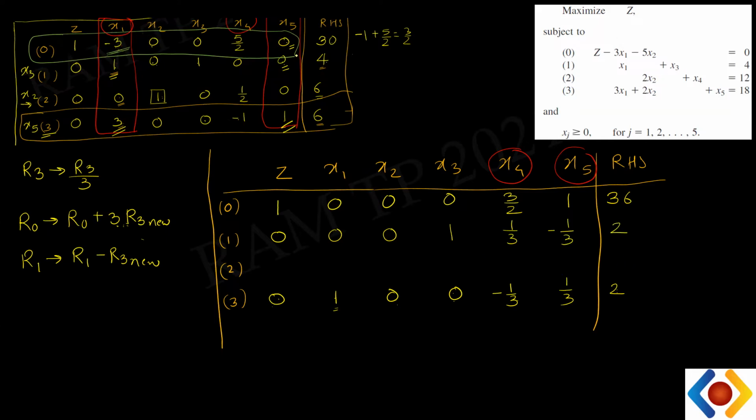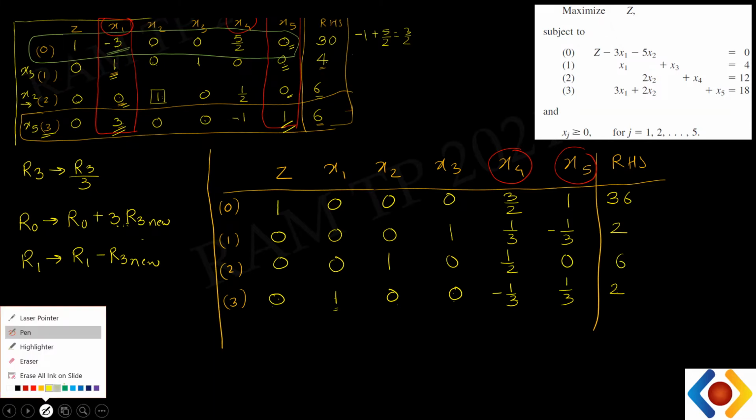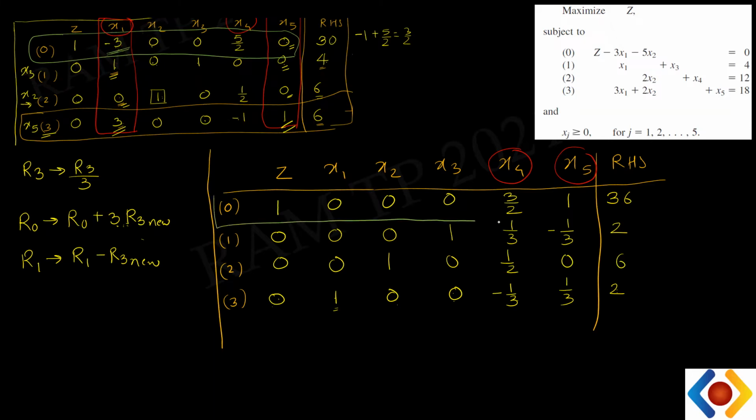Then we need 0 here, and we already have 0, right? So I can just simply copy this row: 0, 0, 0, 0, 1, 1 by 2, 1 by 2, 0, 0, 6. Now look at the row of Z. Do we have any negative values? No. That means this is the optimum solution. We have to stop here, right?